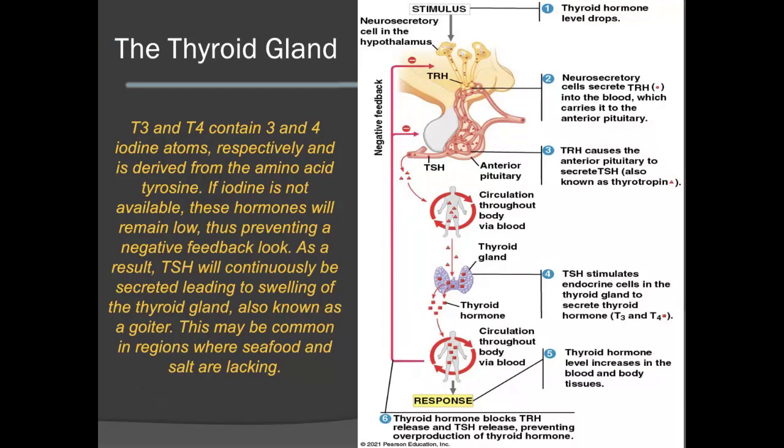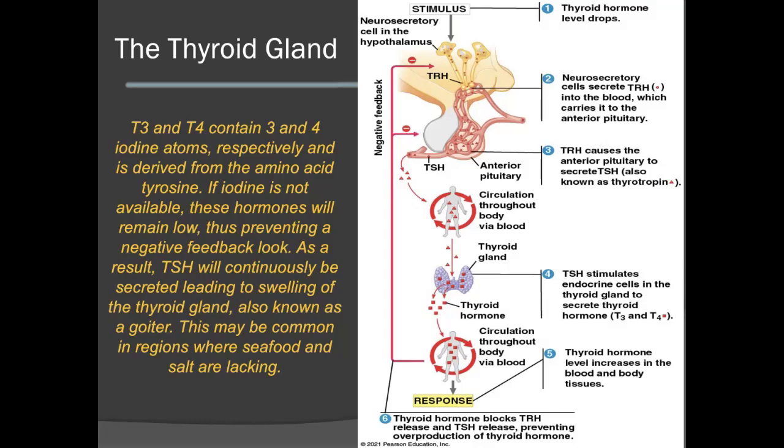This hormone will then bind to receptors within the thyroid gland to cause the secretion of thyroid hormone T3 and T4. T3 and T4 are simply termed that way because they contain 3 or 4 iodine atoms. T3 and T4 are both derived from the amino acid tyrosine.